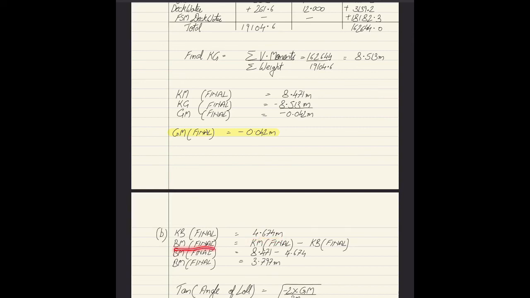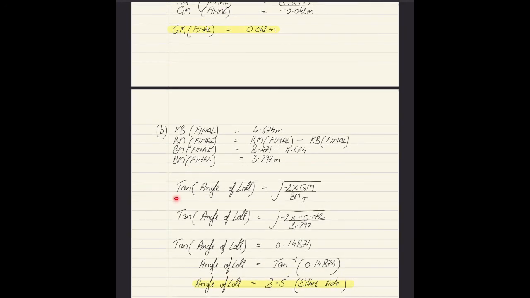And BM final, what we will obtain is KM final minus the KB final. So the KM final value, we had obtained it initially, which was 8.471 meters, which was obtained from the hydrostatic data booklet against this displacement, and KB final was also obtained from the hydrostatic data booklet against the new displacement and was 4.674 meters. So BM final is 8.471 meters minus 4.674 meters, which gave us the final value of BM as 3.797 meters.